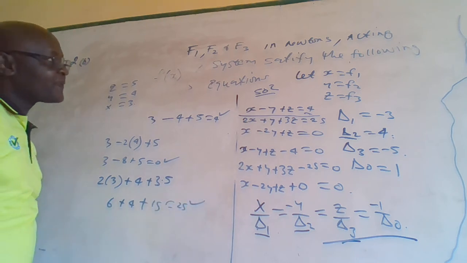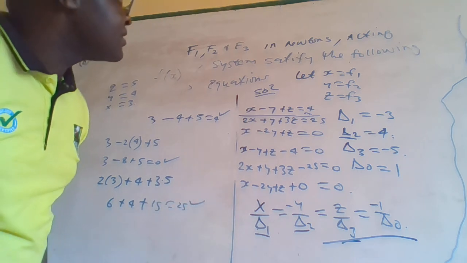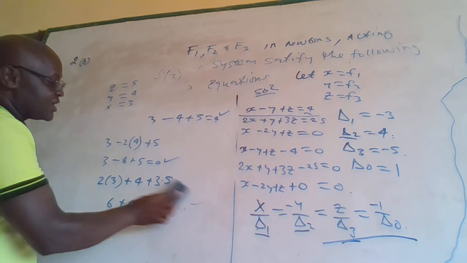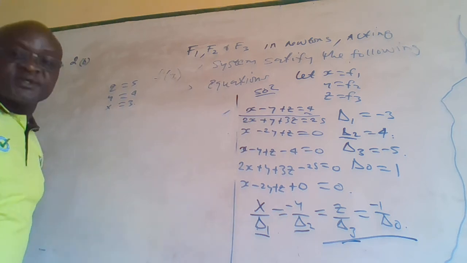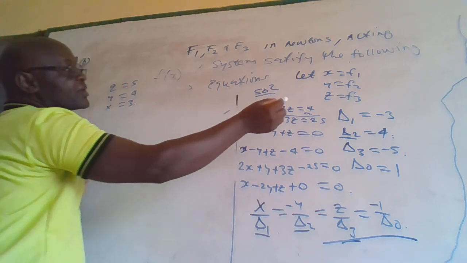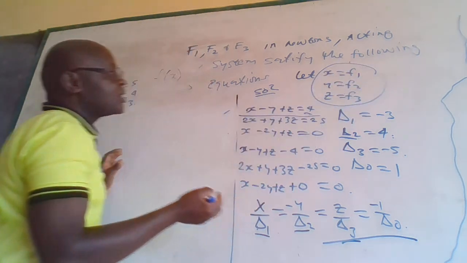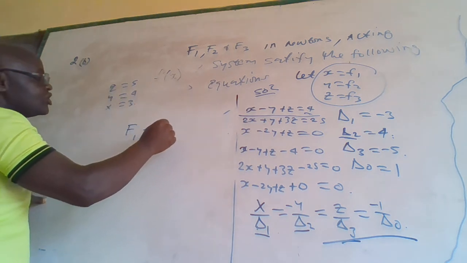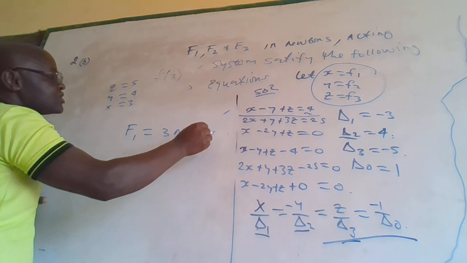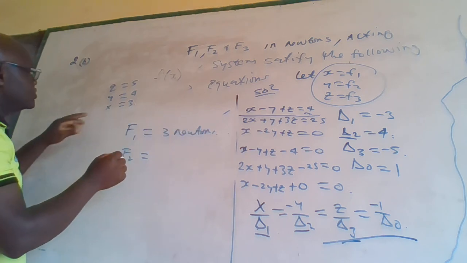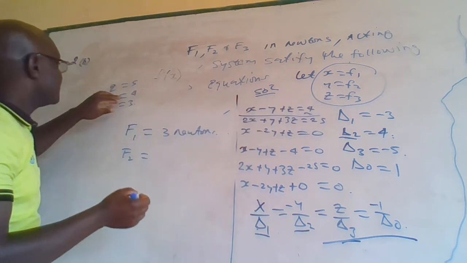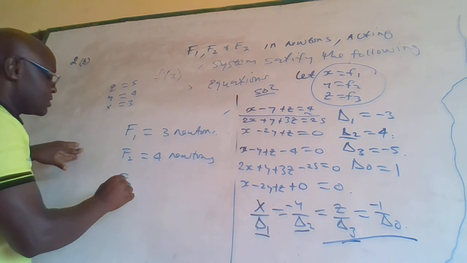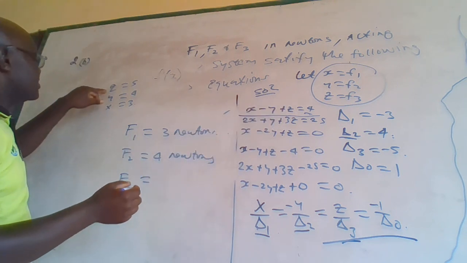So that's okay. Now, but remember, in our equation we didn't have x, y, and z. We now go back and substitute. So from here we can now substitute. Our F1 will be equal to x, which is 3 newtons. Our F2 will be equal to y, which is 4 newtons, and then F3 is z, equal to 5 newtons.